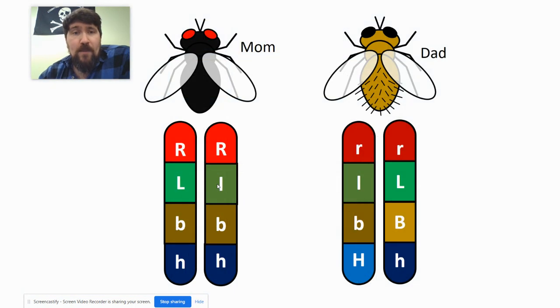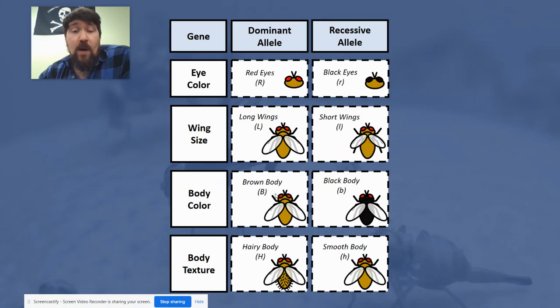The B gene is for body color. Big B is brown, little b is black. I actually used that in the last lesson. And then body texture is the H gene. A big H makes a hairy fly. A little h is the trait of smooth-bodied flies.